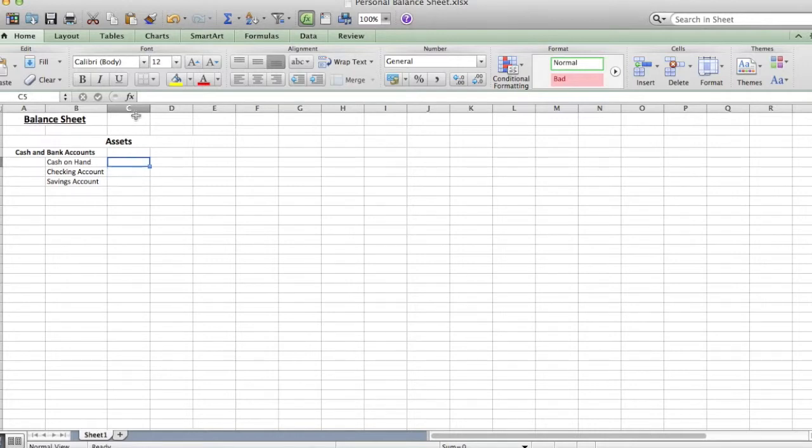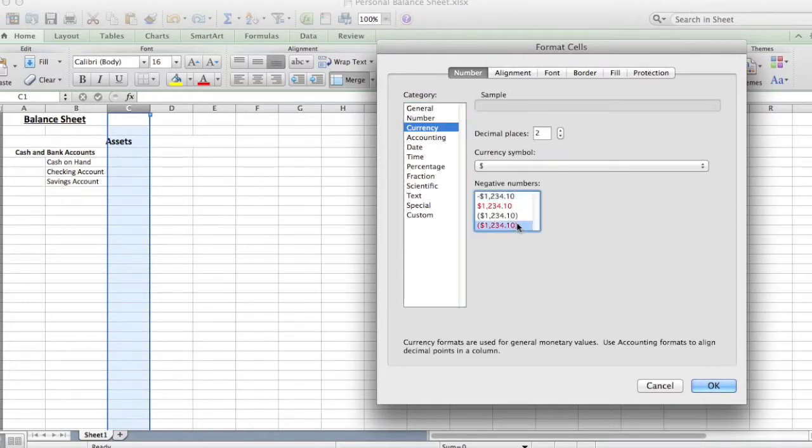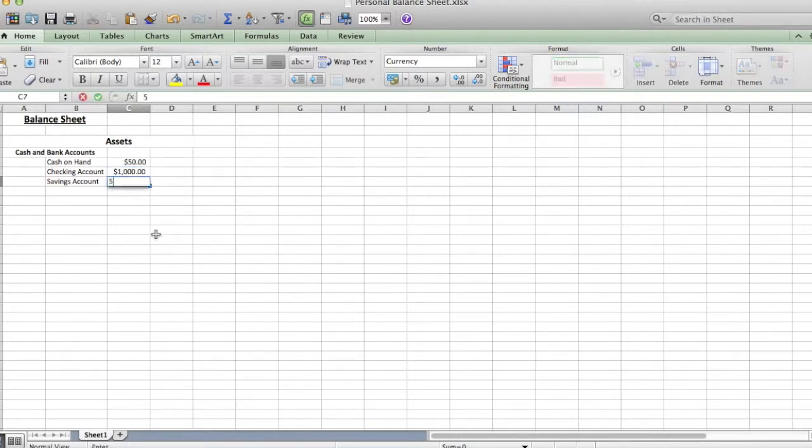Let's say hypothetically, I'm going to convert this cell, for those that are using Excel like I am, to be money so that it reads even better. Let's say that I have $50 in my wallet, I have $1,000 in my checking account that I got paid recently, and I have $5,000 in my savings account because I've been doing a good job of saving.